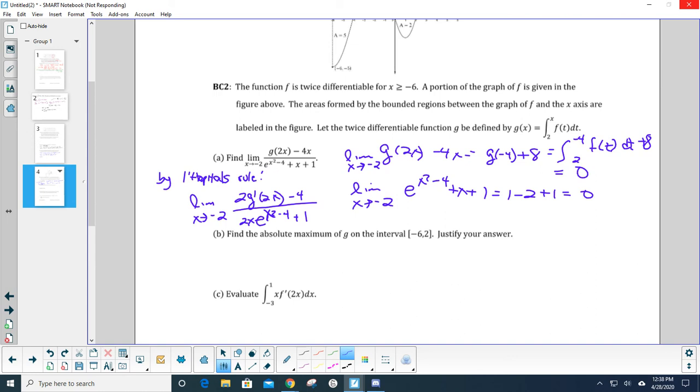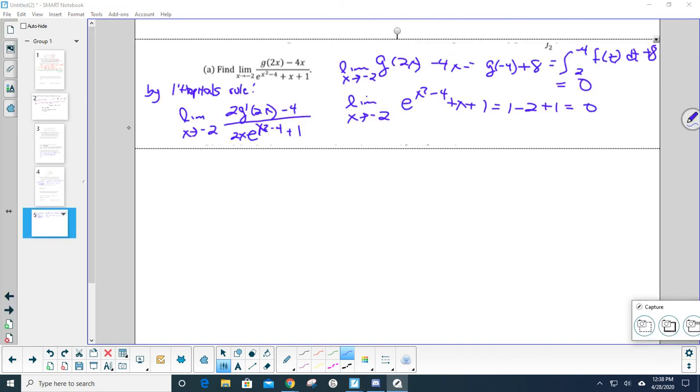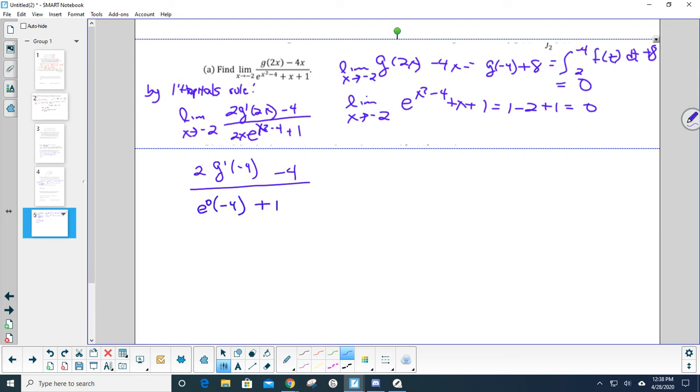And then by L'Hopital's rule, you start filling it out. So here's my by L'Hopital's rule. I'm going to have 2 g prime of negative 4 minus 4 over e to the 0 times negative 4 plus 1. And we know that g prime of negative 4 is just f of negative 4, because f is the derivative of g. And from here, it's just working it out. You can leave it like this. And you get 4/3. So this is worth 3 points.